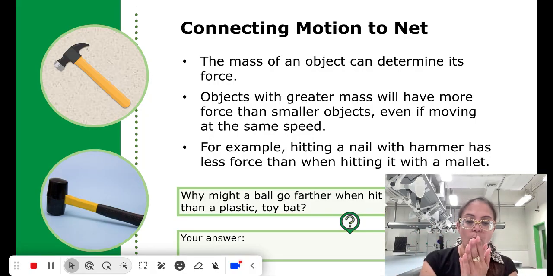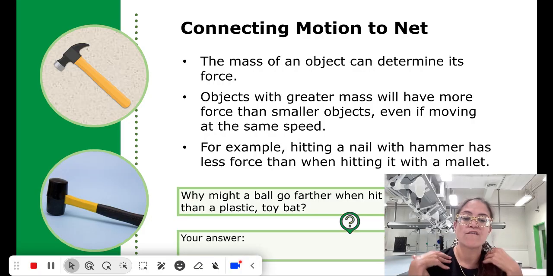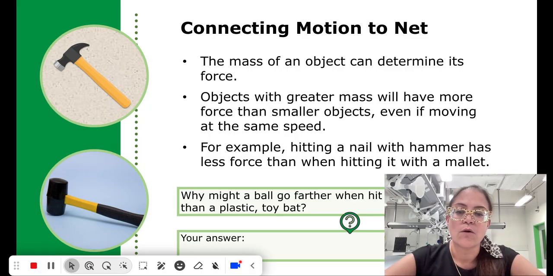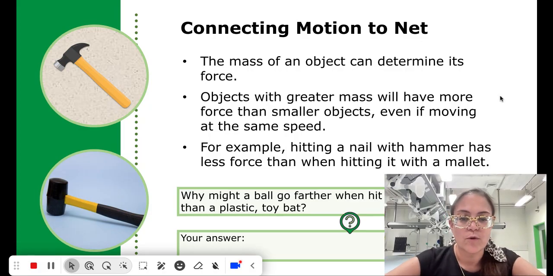If they were to hit a wall or get into an accident, the truck is going to be way more damaged than the little car, just because it has way more force behind it, and it would take a bigger force for it to stop. So objects with greater mass will have more force than smaller objects, even if moving at the same speed. Whichever one is bigger wins.